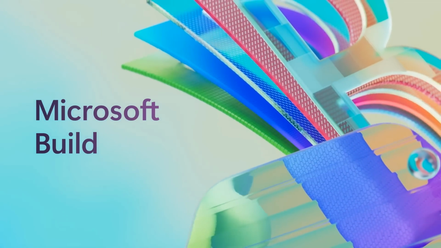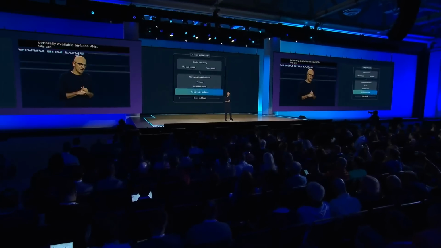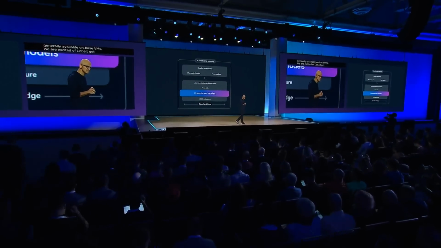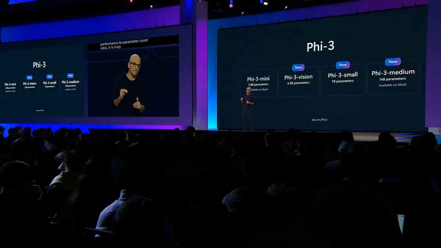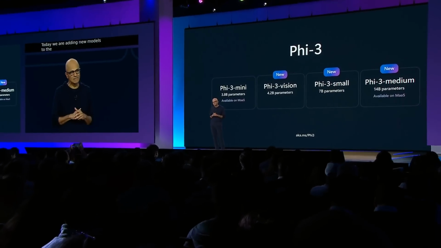Okay, so recently Microsoft had their Build conference and they announced a lot of things there, including new Copilot Plus PCs and a whole bunch of different things around the Copilot ecosystem that they've built. One of the things that was really interesting, though, was they launched some new Phi models. So these are the Phi-3 models.